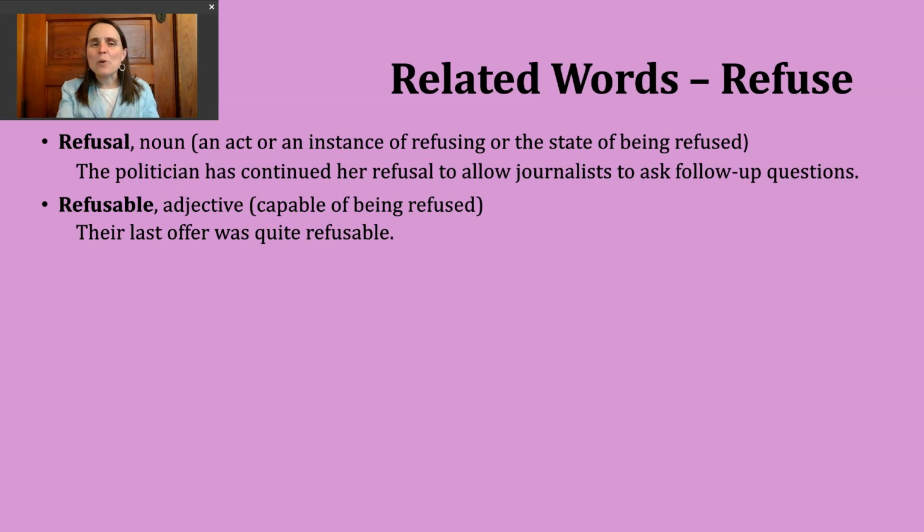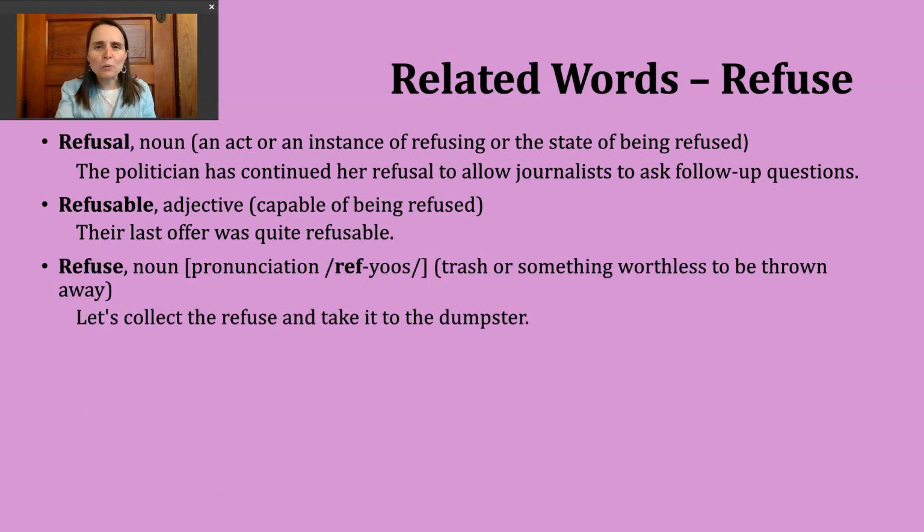Okay? Now, we're going to speak about one more word today, and it's something that can be a little confusing. So we have a noun that is also spelled refuse, but the pronunciation is going to be just a little different. We're going to change the stress. We're going to put it on the first syllable now, and at the end of the word, we're going to make an S sound. Refuse, refuse.